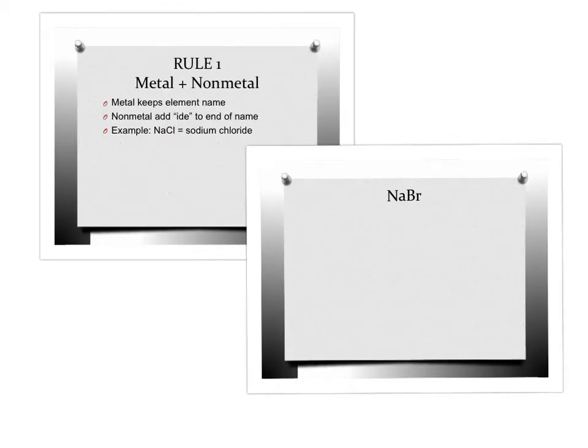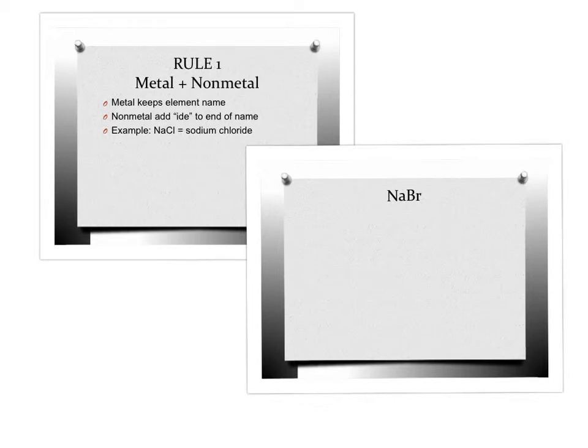So in rule number 1, we are dealing with metals and non-metals. So for the metal, we're going to keep the element name. The non-metal, we're going to add the IDE to the roots of the elements. And then let's take a look at this.